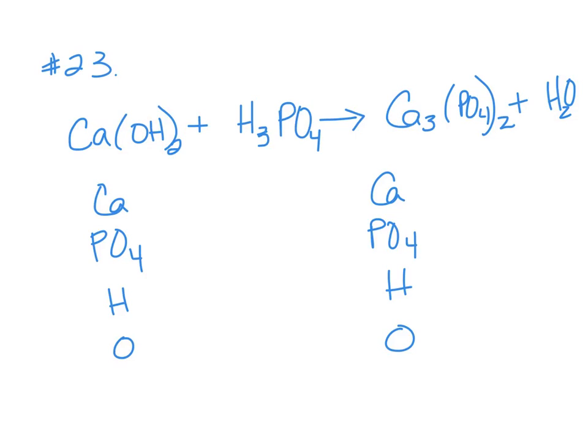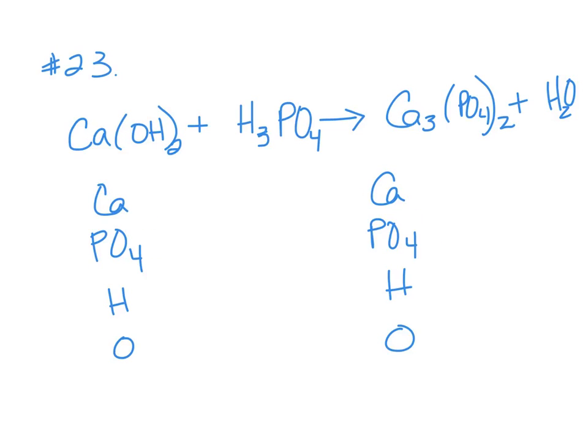So question number 23 is an example of where we have a polyatomic ion, PO4, that stays together on both sides of the equation. So when I count PO4, I'm going to count it all together. I'm not going to do the P separately. I'm going to do it all together.